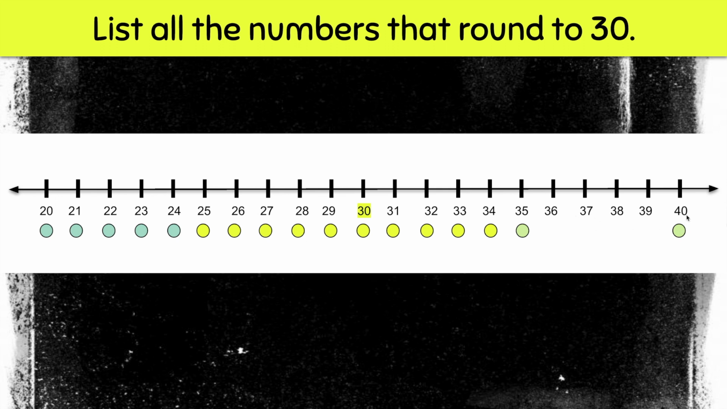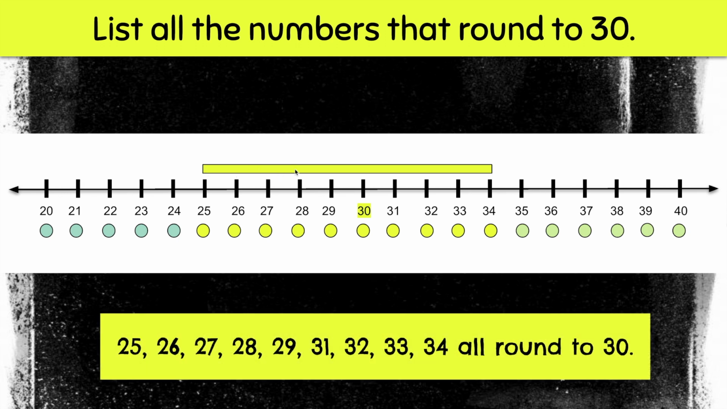36 also rounds up to 40 because it's closer to 40 and further away from 30. 37 is also closer to 40 and farther away from 30. And 38 and 39 are clearly closer to 40 than they are to 30. So we know that from 25 to 34, all of these numbers, 25, 26, 27, 28, 29, 31, 32, 33, and 34, all round to 30 because they're closer to 30 than they are to the previous 10 and the following 10.